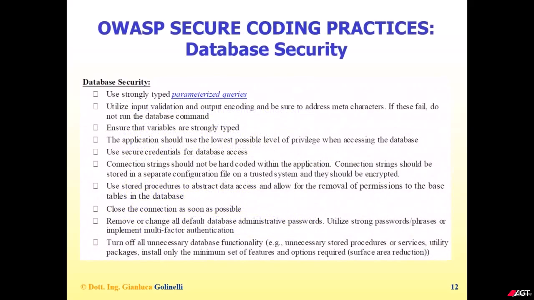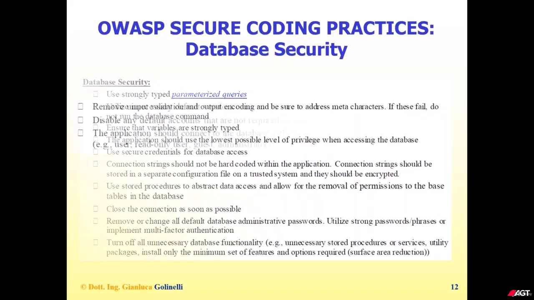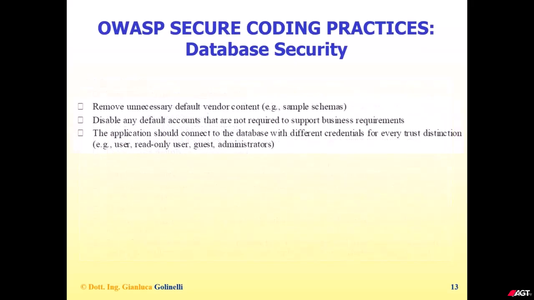We can see here a list of best practices taken from OWASP's Secure Coding Guidelines about DBMS security. For example, use a least privilege policy when accessing the database, or do not leave the connection string authentication credentials hard-coded in the source code. Some other best practices on database security, such as disabling any unused DB default accounts.